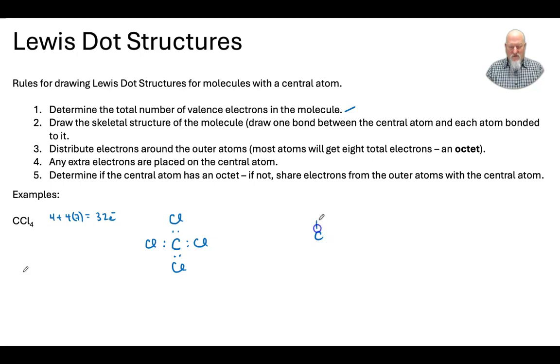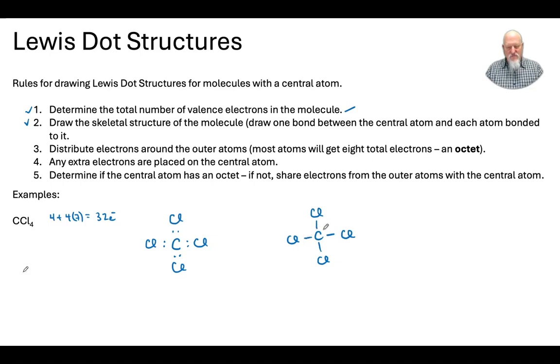So the other way to do this would be drawing like this, where that line means that's a single bond and that's 2 electrons. I'm going to do it that way because that's typically the way we do it in chemistry, where bonds are shown as lines. A double bond that has 4 electrons is going to have 2 lines, but we'll get there. Okay, so that's our skeletal structure. Now we have to distribute the electrons around the outer atoms. So we started with 32 electrons.